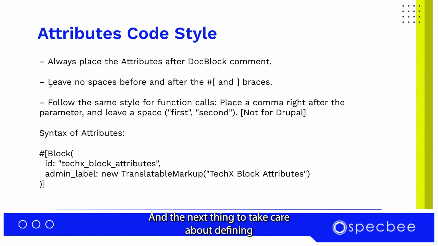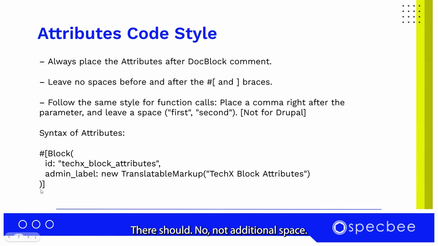The next thing to take care of when defining this attribute is to leave no space before and after it. It will start with hash and the square bracket, and there should be no additional space between your attribute and this square bracket. The same goes for the ending square bracket as well. There should not be additional space after your ending statement.